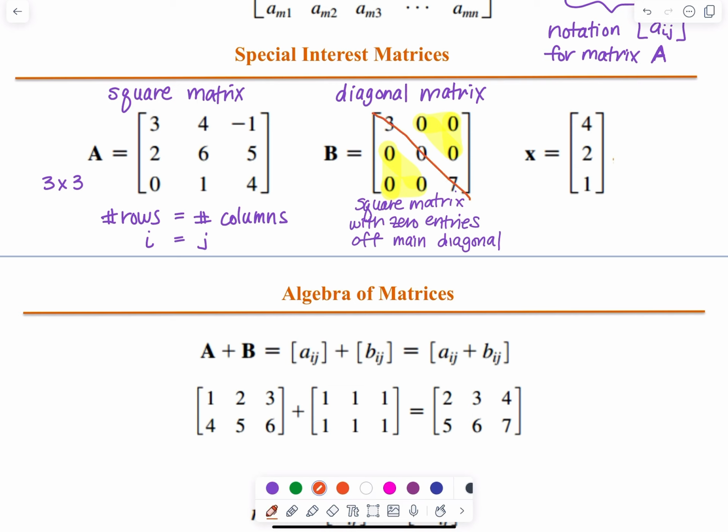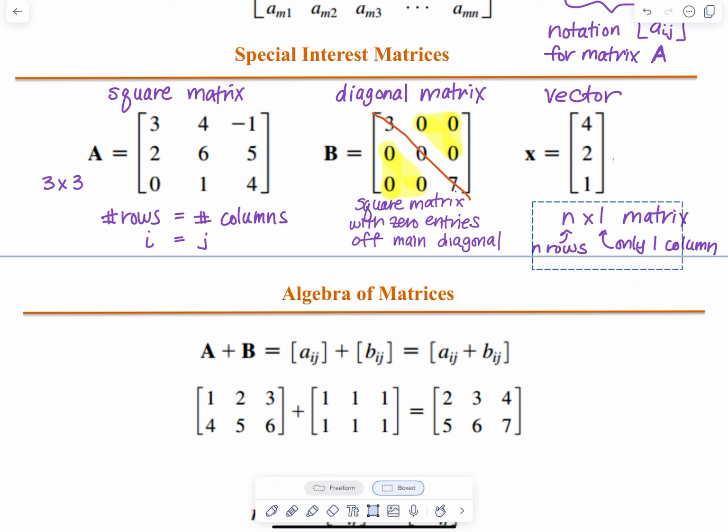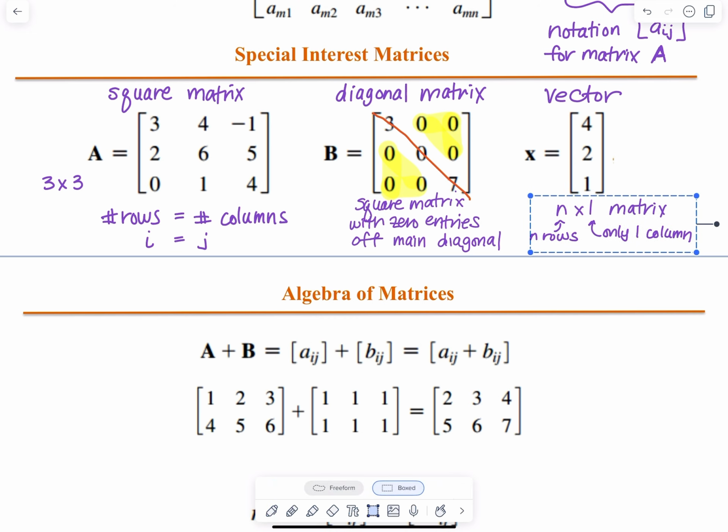The last special interest matrix we'll talk about is what we call a vector. And a vector is an n by 1 matrix. So it can have many rows, but only one column.